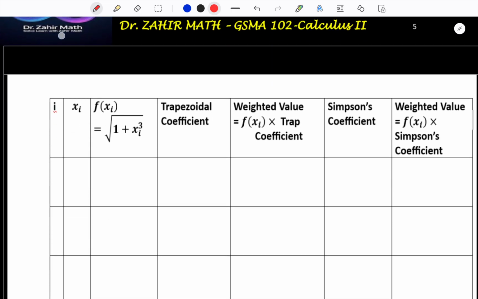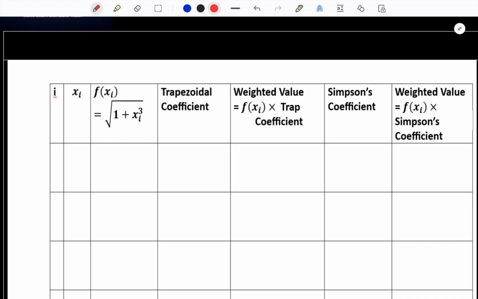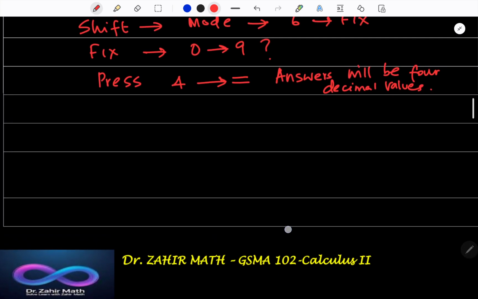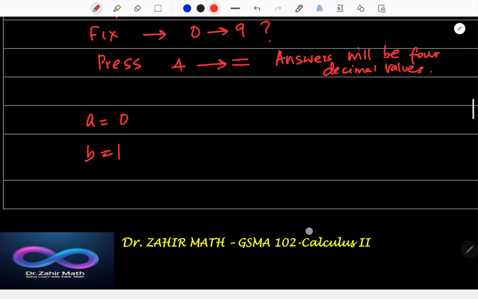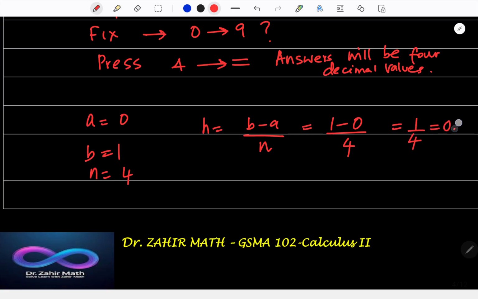Now let's go to the table. How to create a table? First the i or k value, then xk. Before choosing the values, you need to find the h value. So a is equal to 0 and b is equal to 1, and we need to divide the interval. h is equal to b minus a divided by n. So n is equal to 4, h is 1 minus 0 divided by 4, which is 1 by 4, which is 0.25. It means the length of the interval is 0.25.